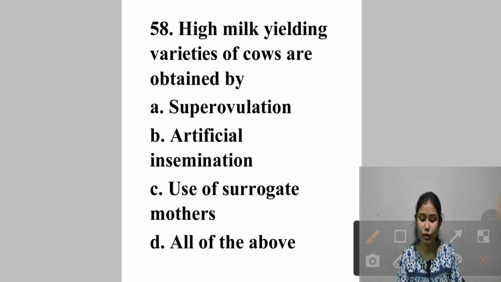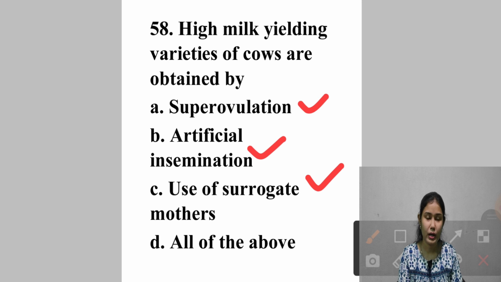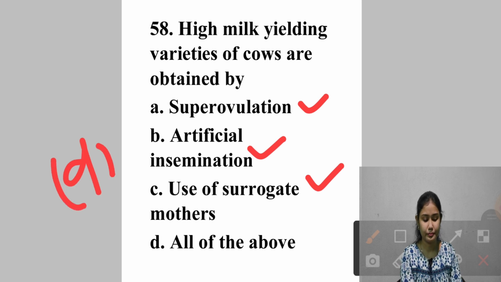A, B, C तीनों करेक्ट होंगे. ओके, इनके एम ही है टू yield हाई, प्रोडक्शन हाई करना. ओके, सो आंसर विल बी ऑप्शन D, that is all of the above.